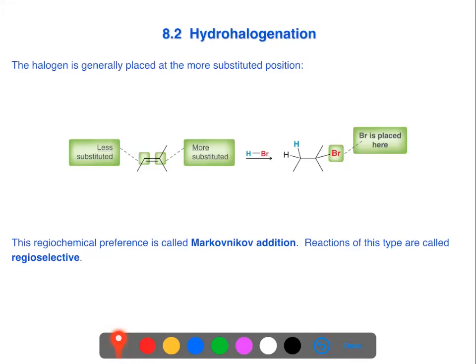So this reaction is regioselective. We can obtain regioisomers. And so we'll look at the details of this reaction to understand why we get these particular placements.